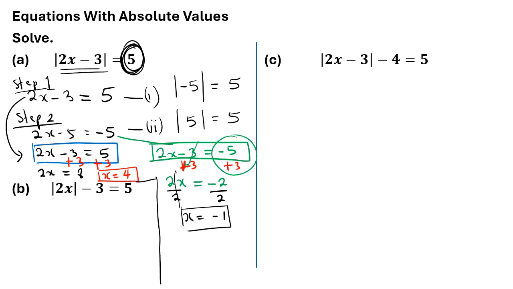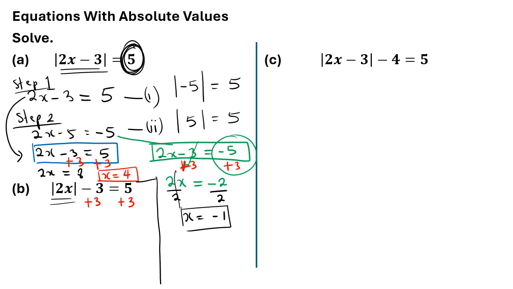For the next problem here, we have the absolute value of 2x minus 3 equals 5. So for this kind of problem here, you will begin by adding 3 to both sides and just isolate the expression involving the absolute value. So we are going to add 3 on both sides first before anything.